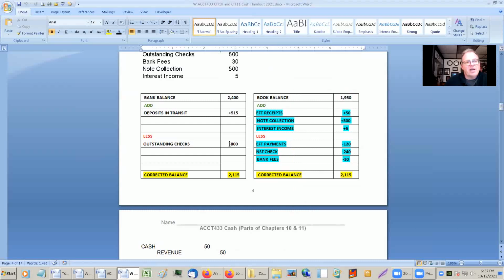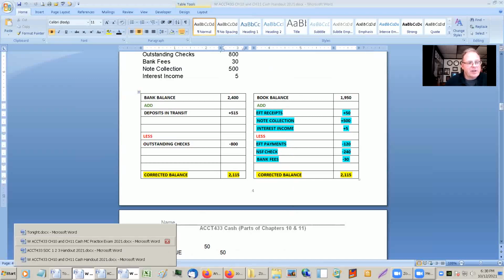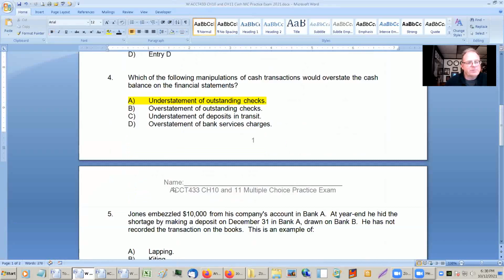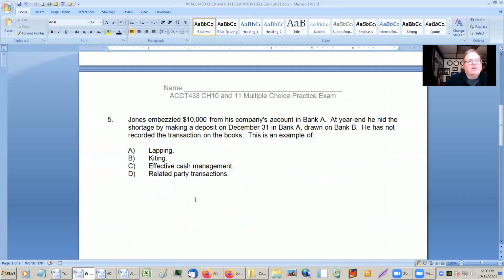Notice that these outstanding checks, if you were to make those less than they really are, it'd make your corrected balance look higher. So that's what this one's getting at. And this one is B.